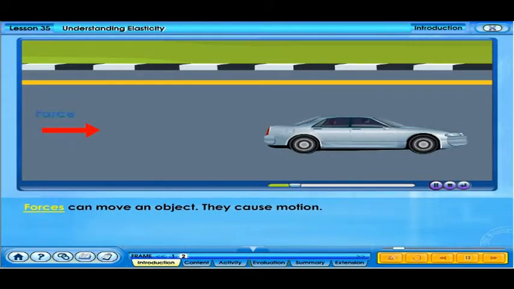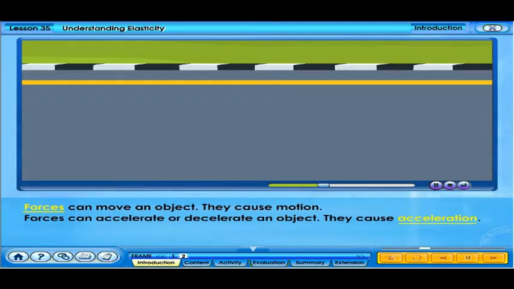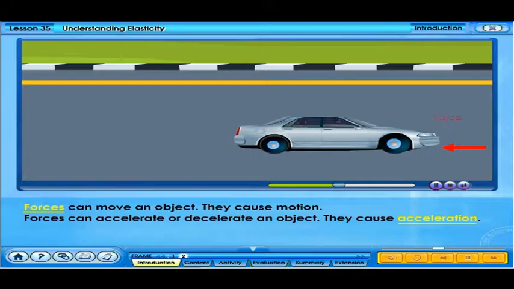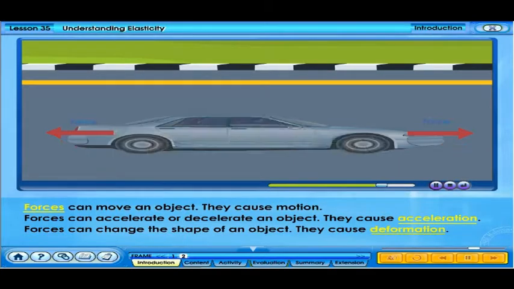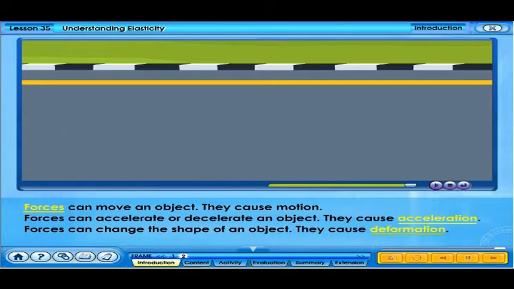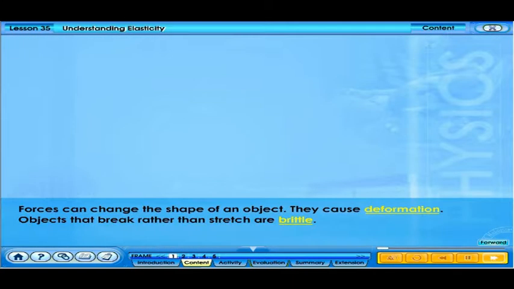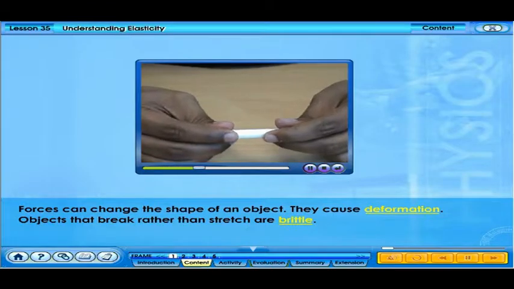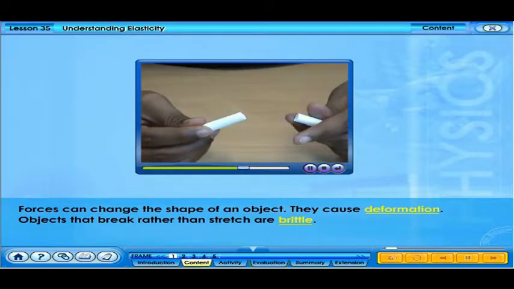Forces can move an object. They cause motion. Forces can accelerate or decelerate an object. They cause acceleration. Forces can change the shape of an object. They cause deformation of an object.